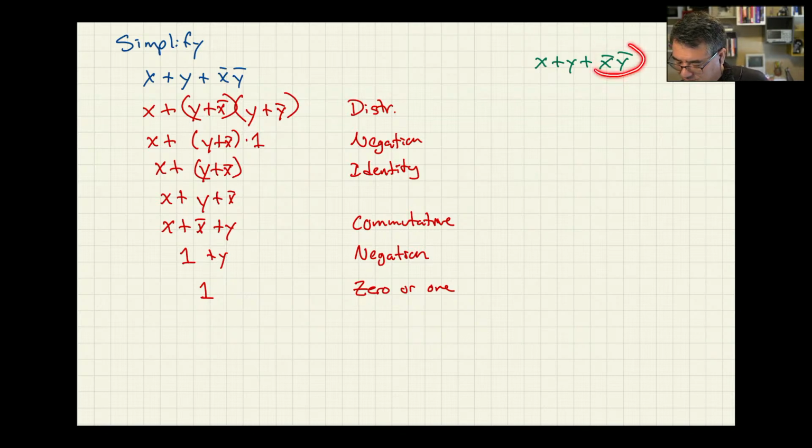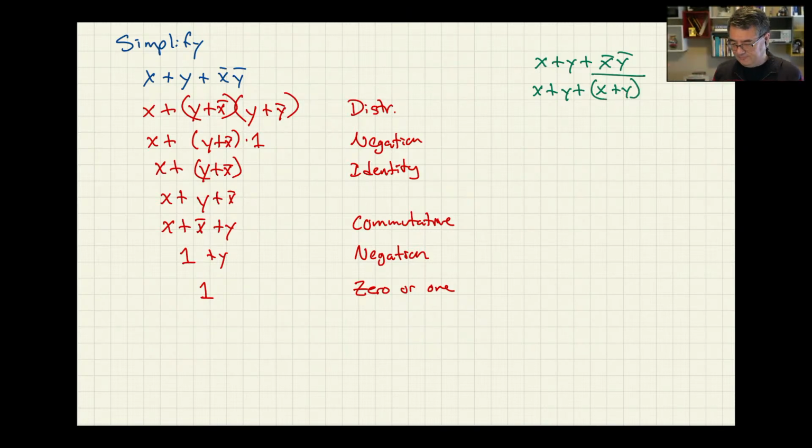I could transform this into x plus y, all not over it. So I took each of the variables and I inverted them. So the not x's became x and the not y became y. And then I changed the operation from and to or, and then I put a not over the whole thing.